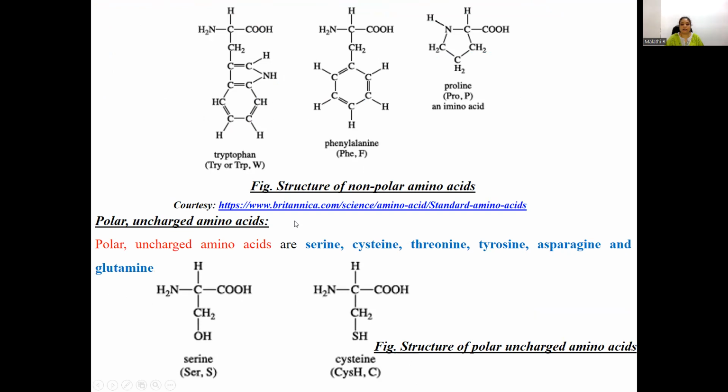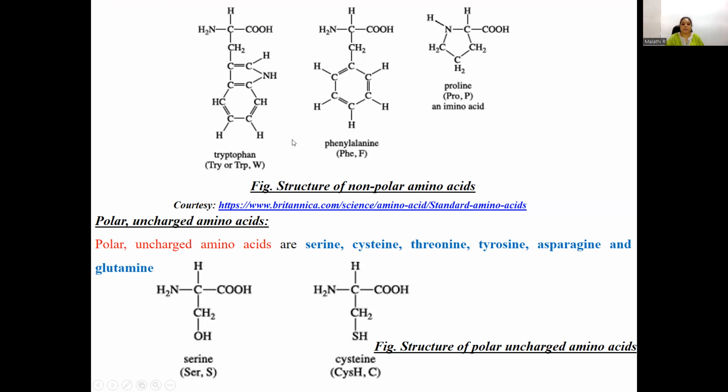Next, we will see the structure of a few other non-polar amino acids, which include tryptophan, phenylalanine, and proline. In tryptophan, aromatic ring structures are there. Again in phenylalanine, aromatic ring structures are there, similar to benzene. So in tryptophan and also in phenylalanine you have a benzene ring kind of structure. And in the case of proline, it is not exactly a benzene ring, but still it is aromatic in nature.